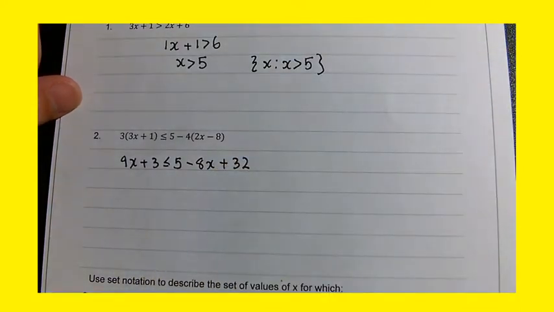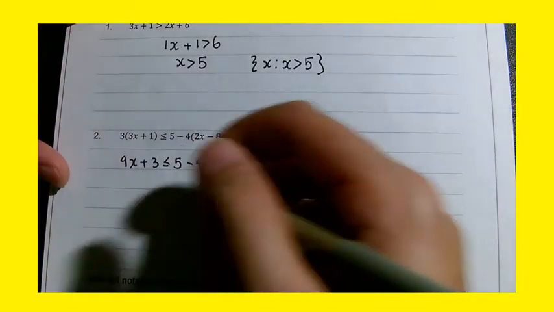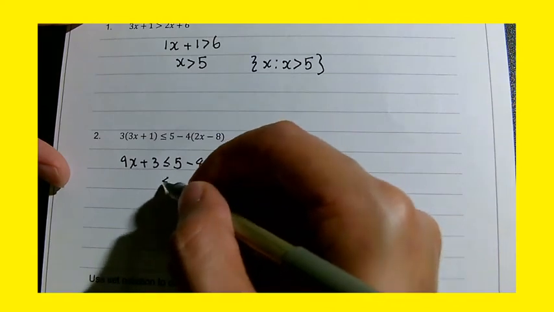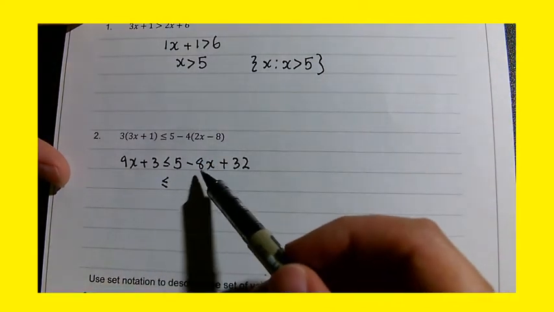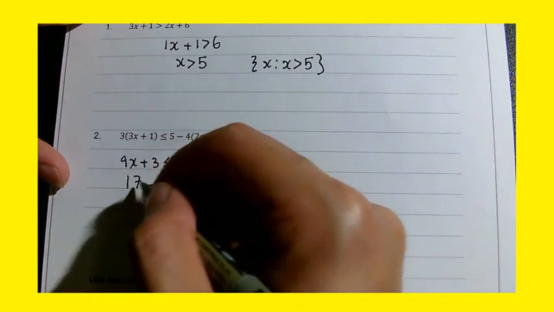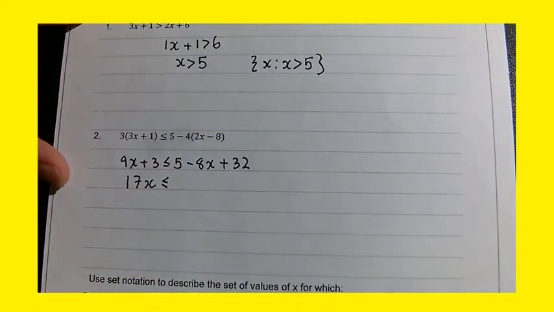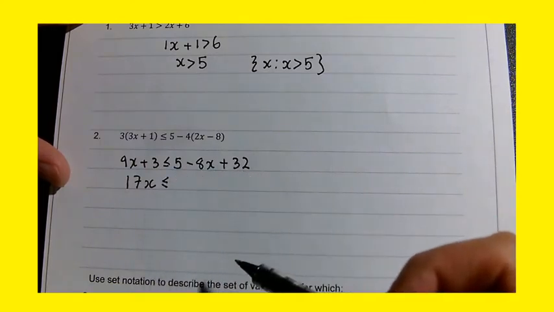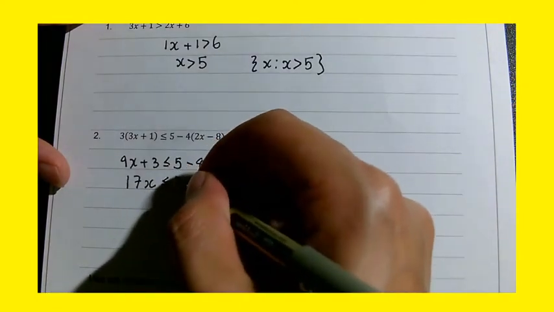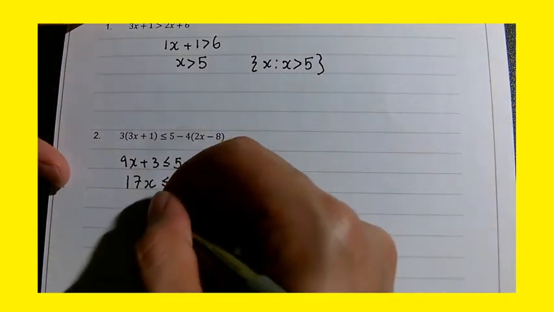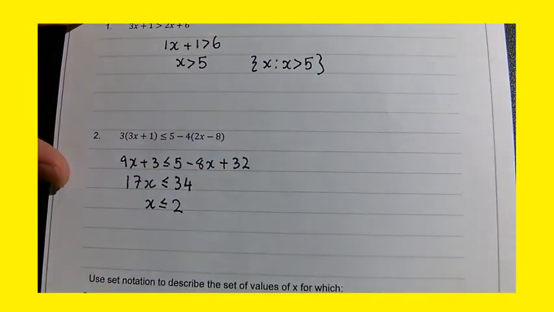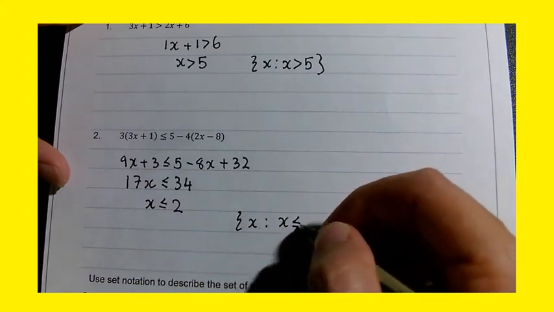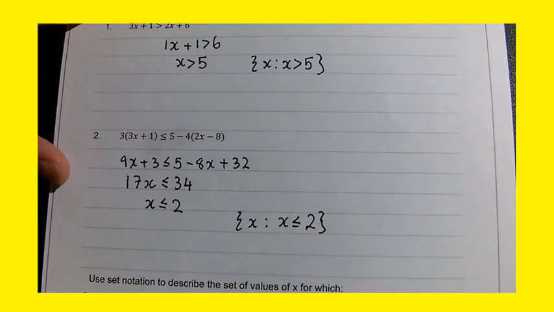Okay, and if we again attempt to rearrange and get the value of x, then if I add the 8x onto that side, I'll get 17x, and then I've got to think about this: 5 plus 32, 37, take away 3, 34, divide by 17, you get 2. Okay, and therefore in terms of set notation, you write it like that.